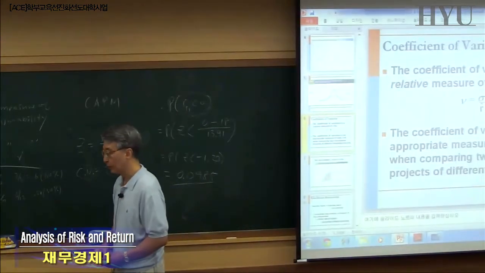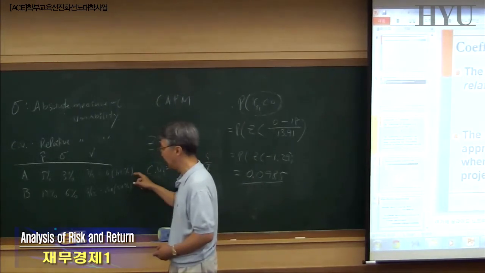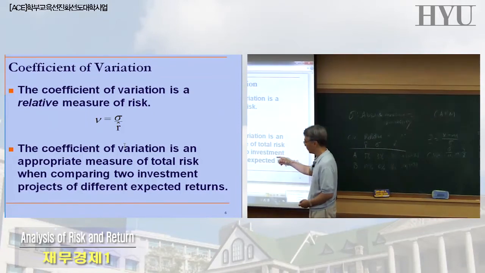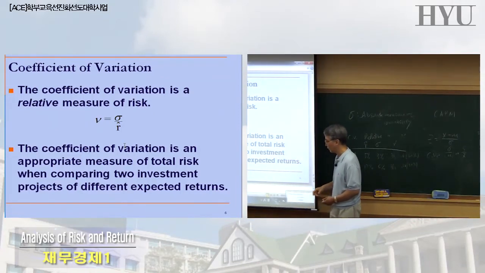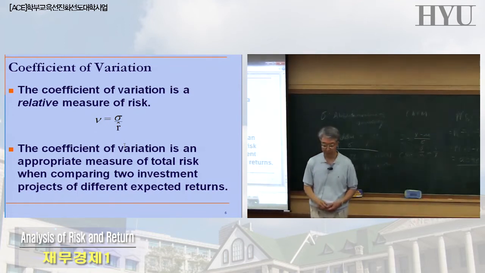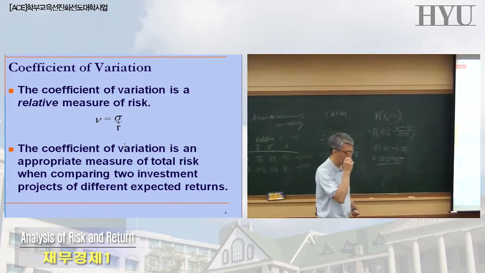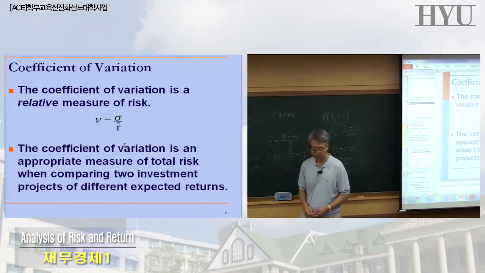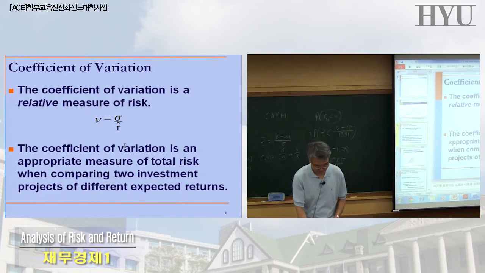So this is useful when you compare two different investments of different expected returns. I think I changed this just now. In your notes, it probably says projects of different size, right? So strike the size and change it to expected returns, okay? So when you compare investment projects with different expected returns, the coefficient of variation is quite useful as a measure of relative riskiness or relative variability, as opposed to absolute variability. Okay?